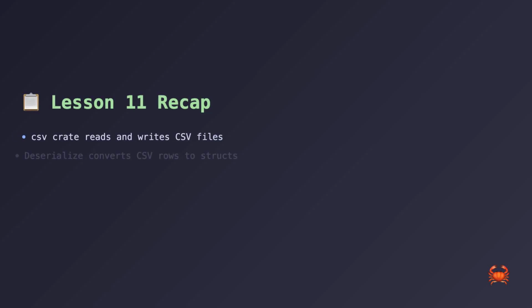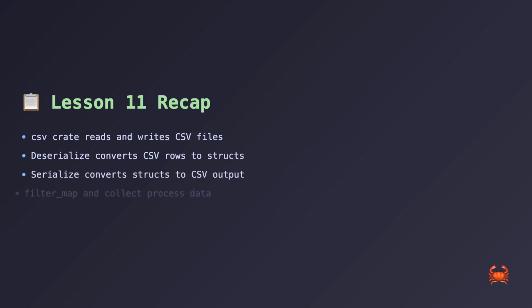Let's recap what we learned. The CSV crate reads and writes CSV files. Deserialize converts rows to structs. Serialize converts structs to CSV output. Filter map and collect process data efficiently.